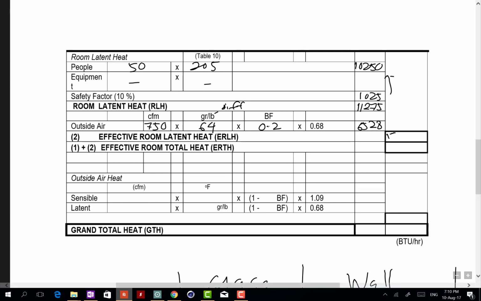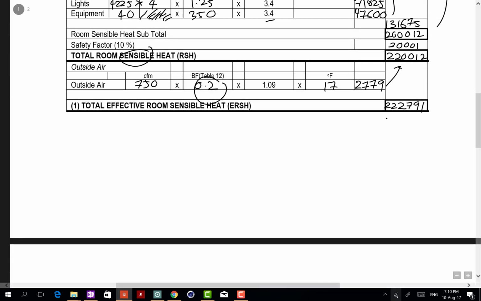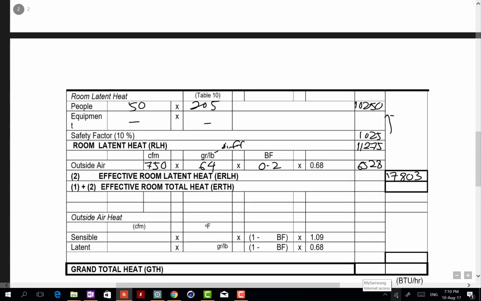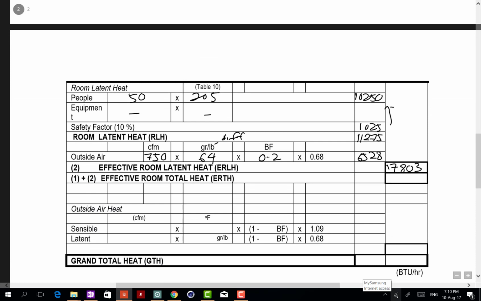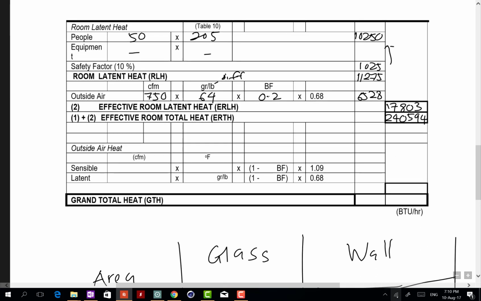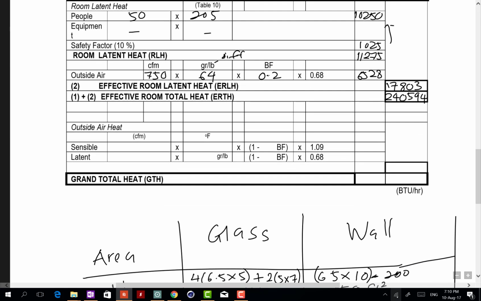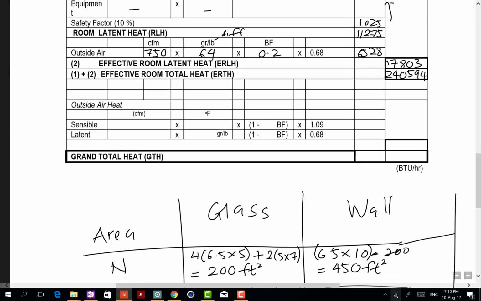You get 17803. And then the next row is 1 plus 2. Number 1 is 222791, and number 2 is 17803. It becomes 240594. Okay, and we reach the last part, which is outside air heat.